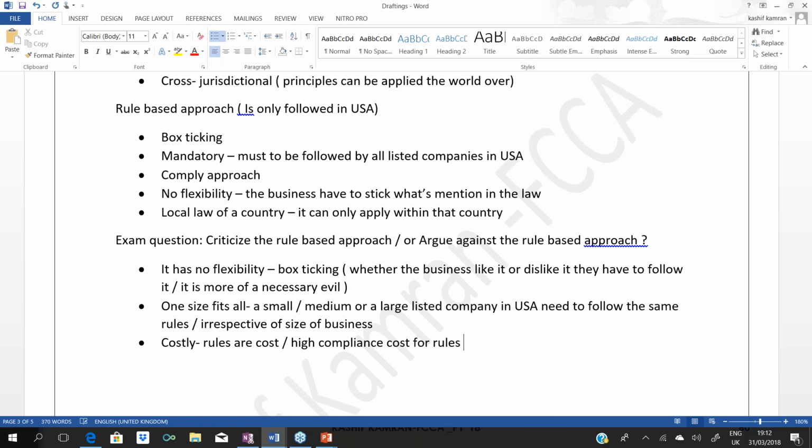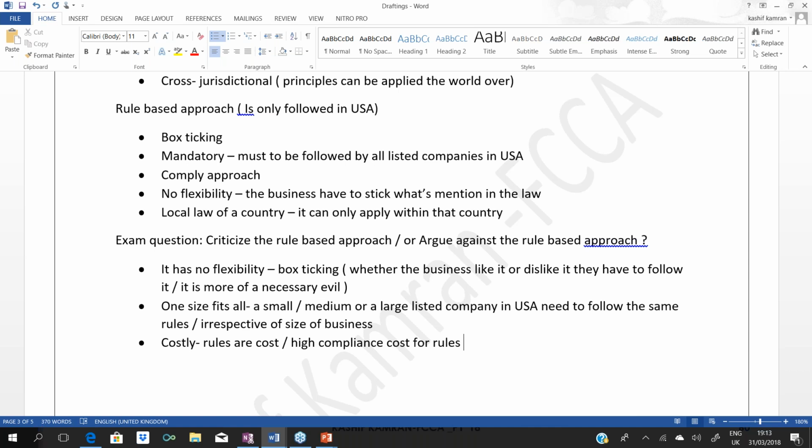If the rule says you need to have an internal audit department, then you need to incur the cost of an internal audit department. Had it been principles and the principles said you need to have an internal audit department, then you could have a comply or explain approach. That means a company must decide whether an internal audit department is good for them or not. But in the case of America, if it is written that you should have an internal audit department, then you should have it, whether you like it or not. So you have a very high cost of it. Rules have high compliance cost.